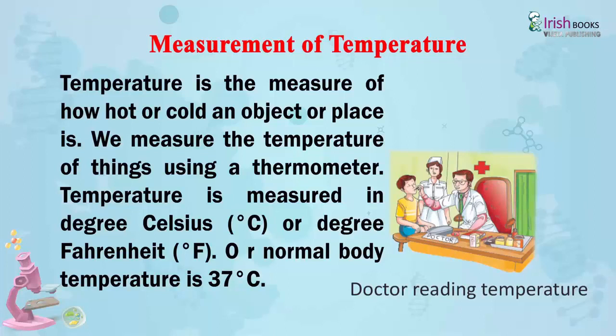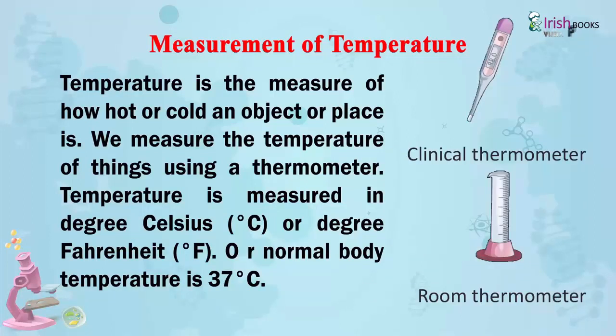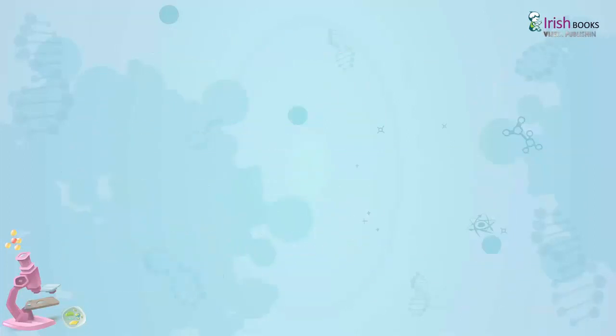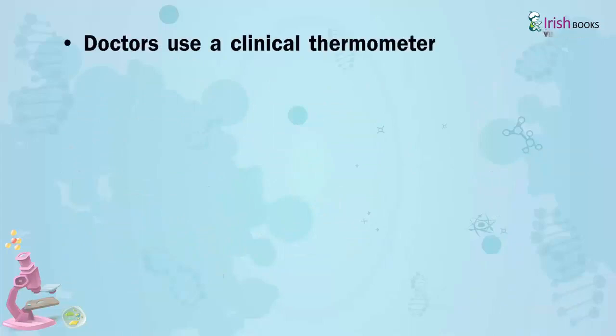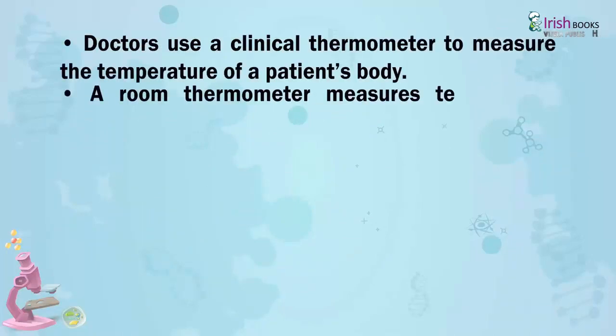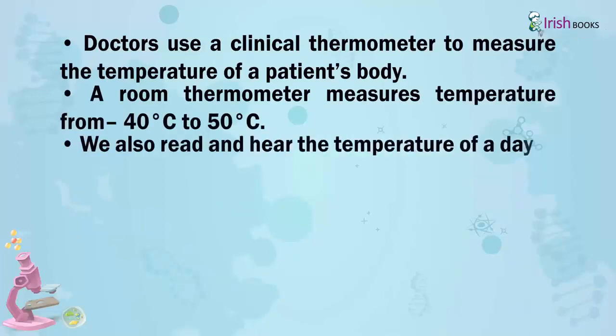Doctor reading temperature, clinical thermometer, room thermometer. Doctors use a clinical thermometer to measure the temperature of a patient's body. A room thermometer measures temperatures from minus 40 degrees C to 50 degrees C. We also read and hear the temperature of a day in the weather forecast.